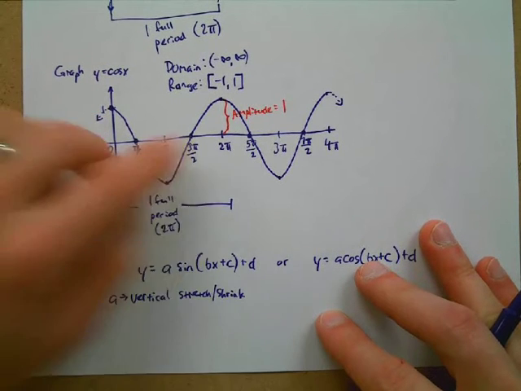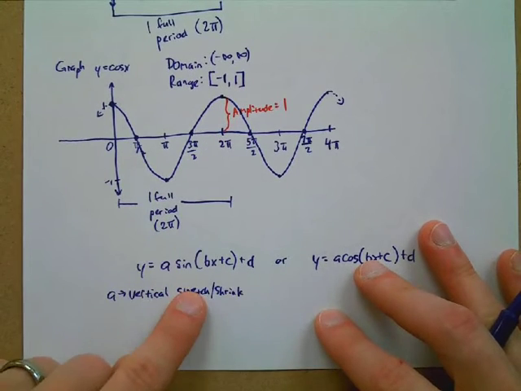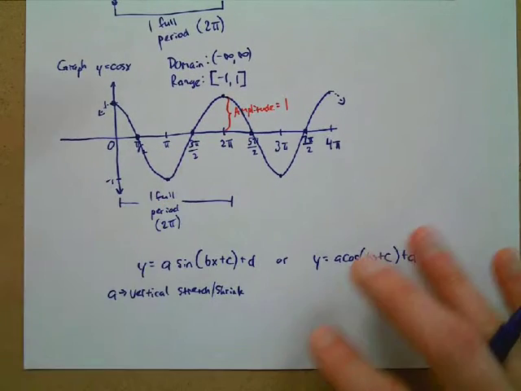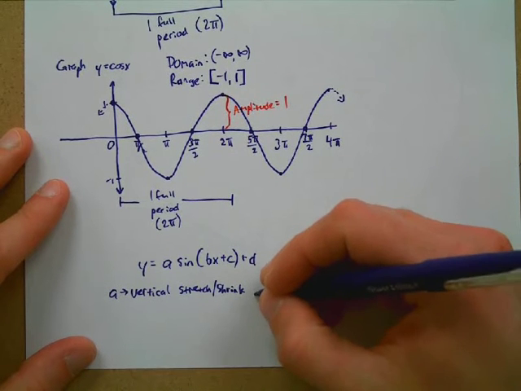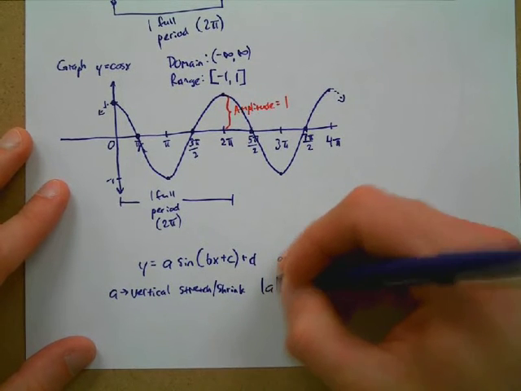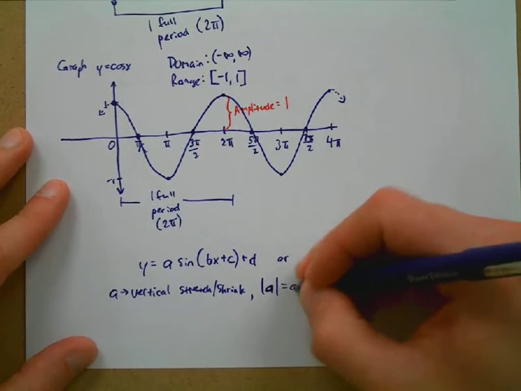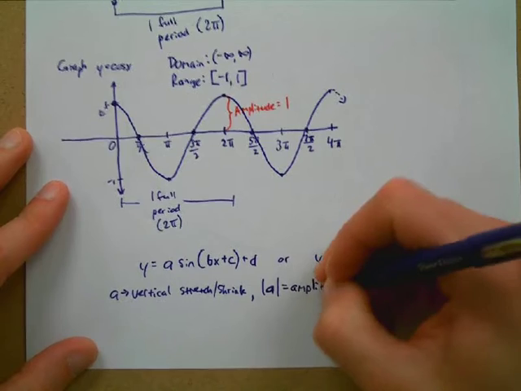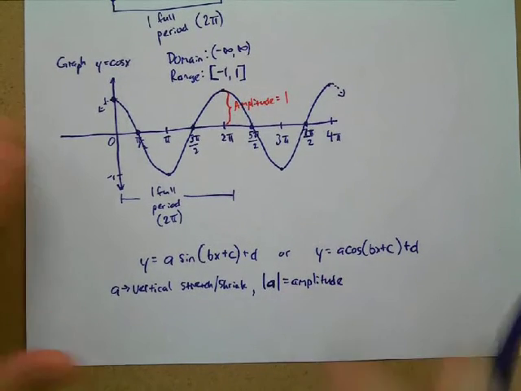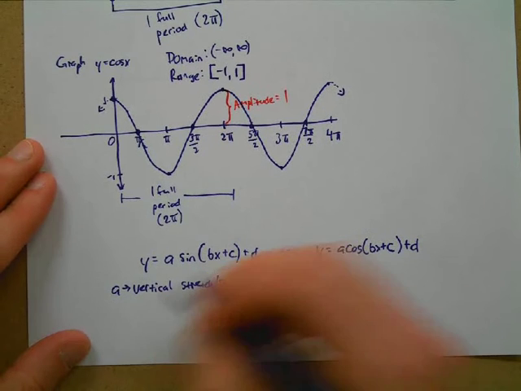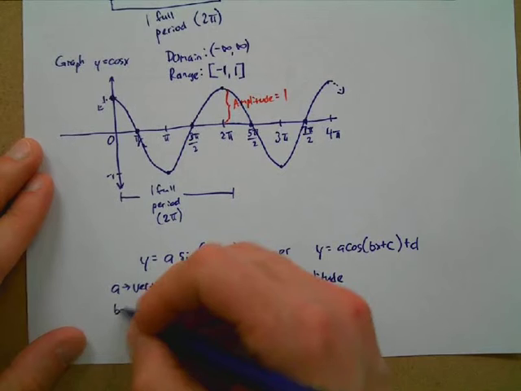Which, by the way, if we stretch or shrink this thing vertically, the amplitude is going to be affected, right? That's going to affect our wave height here. So the A is exactly the amplitude. So I'm going to put that here too: the absolute value of A equals amplitude. Okay, the absolute value of A is the amplitude. All right, well, we didn't do too much with B. B is a horizontal stretch or shrink.